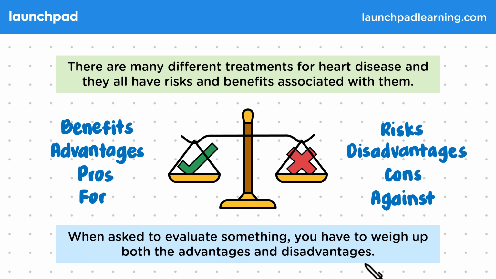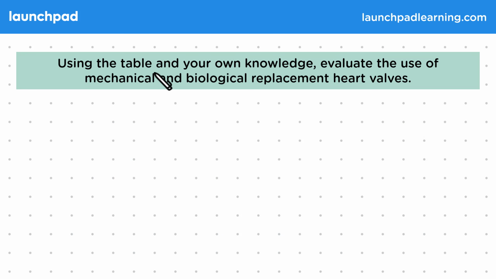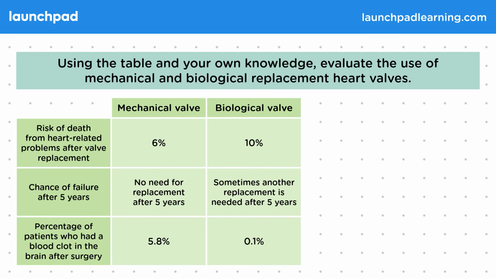You have to weigh them up, and you could be asked to decide which treatment is the most appropriate given the advantages and disadvantages. For example, how can we evaluate the use of replacement heart valves? Using the table and your own knowledge, evaluate the use of mechanical and biological replacement heart valves. Remember that valves can be faulty or leaky and may need replacing. Questions like this one could be in the exam, where you're given information like this table here and have to apply it alongside what you already know.